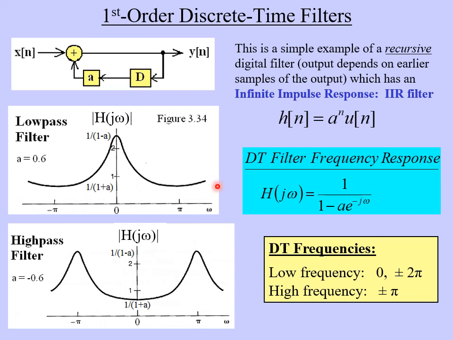But when you do this, you end up with, this is the plot for, let's let a, you remember that's just this factor here, let's let a equal 0.6. This thing is going to have this shape right here.